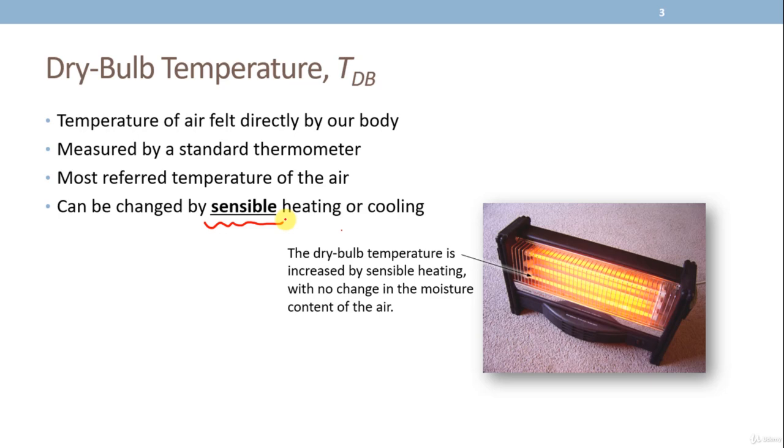For example, if you want to heat up the room from 19 degrees Celsius to 25 degrees Celsius, sometimes you will get an electric heater and put it inside the room. The sole purpose of the heater is to heat up the air temperature in the room, and it's not changing other properties. It's purely dry bulb temperature. So that's what we call sensible heating or cooling.